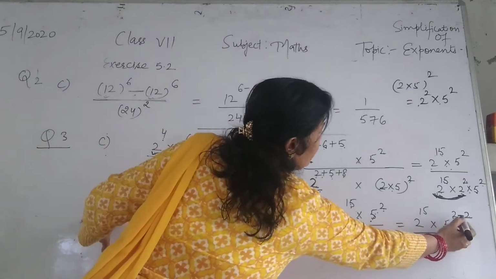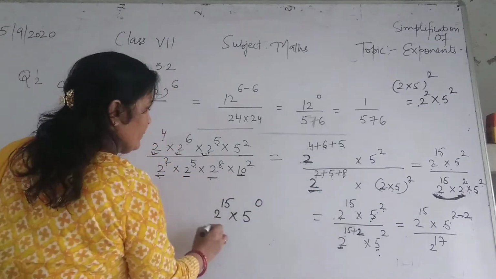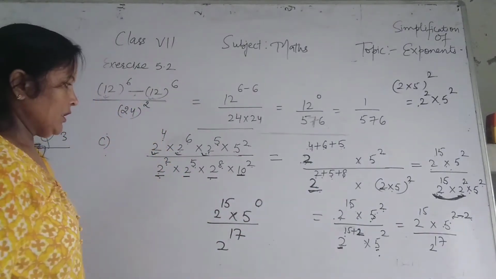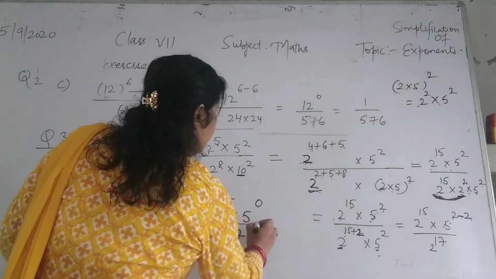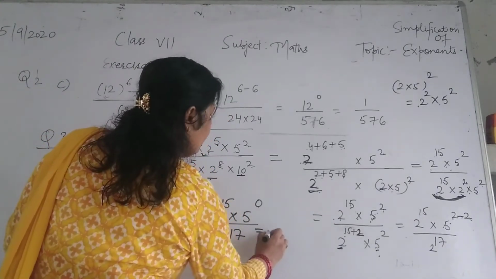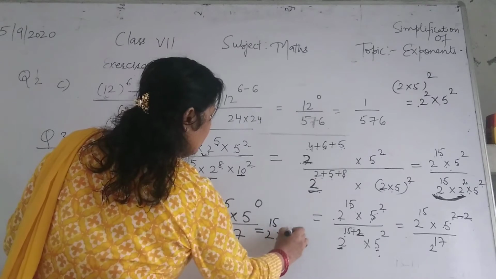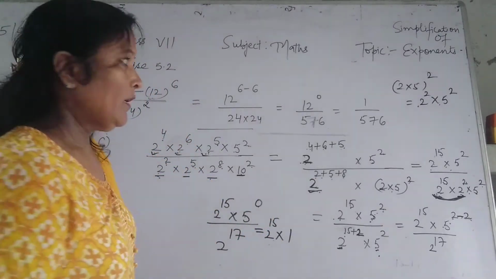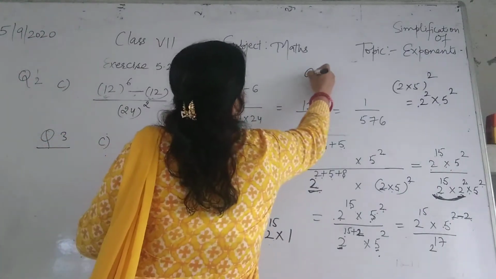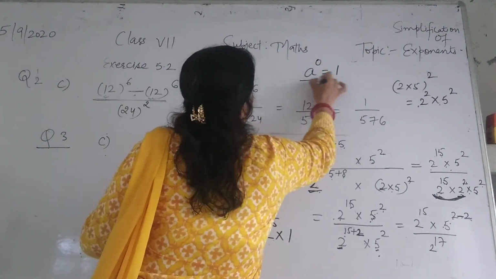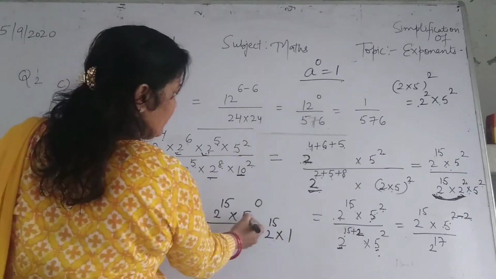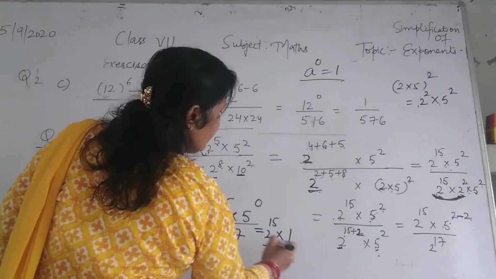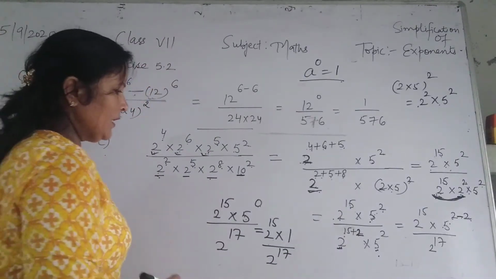5 raised to power 2 minus 2 is 5 raised to power 0, upon 2 raised to power 17. Okay. Then this will become 2 raised to power 15 into 1. Any number raised to power 0 is always equal to 1. Divided by 2 raised to power 17.